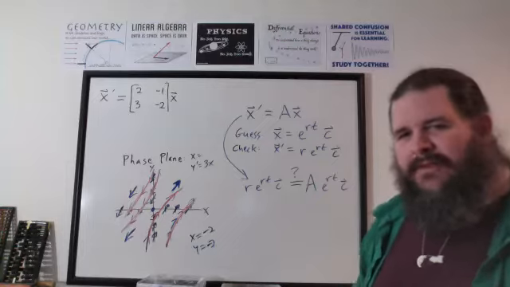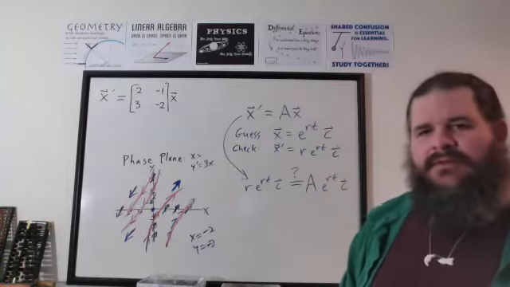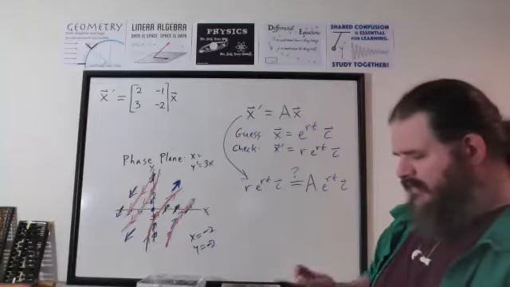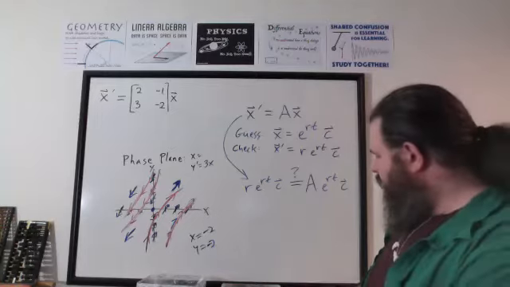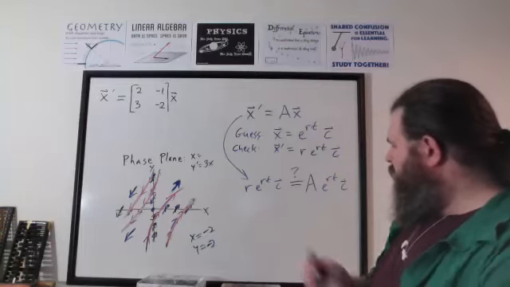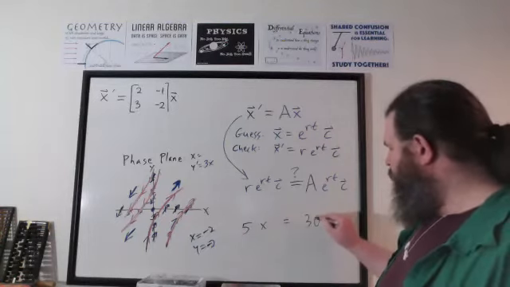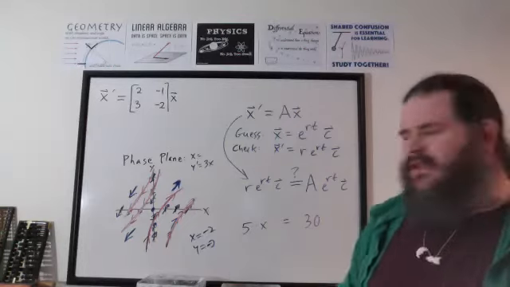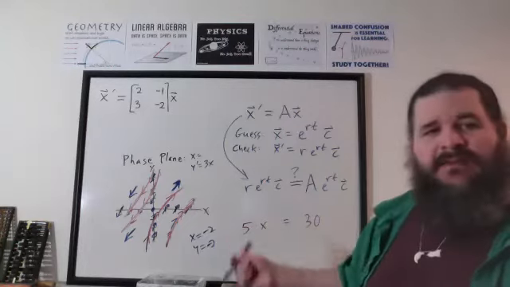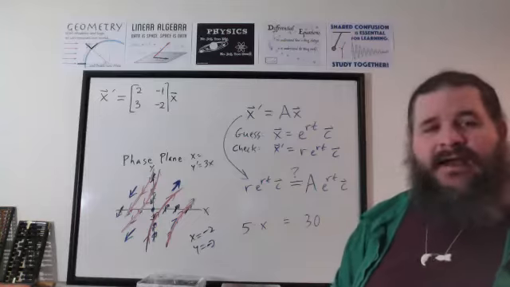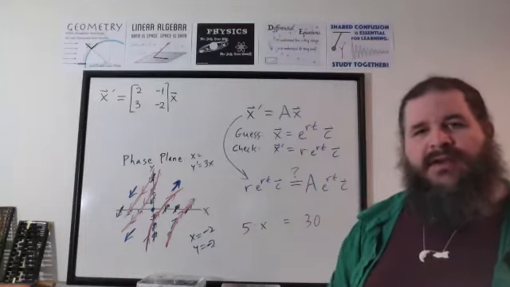Something you've got to be careful about is division. Let's say we've got the equation 5 times x equals 30. Typically, we would just say, solve this by dividing by x, or sorry, dividing by 5. But what does dividing by 5 really mean?